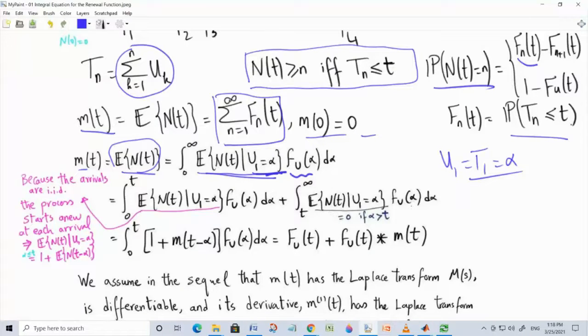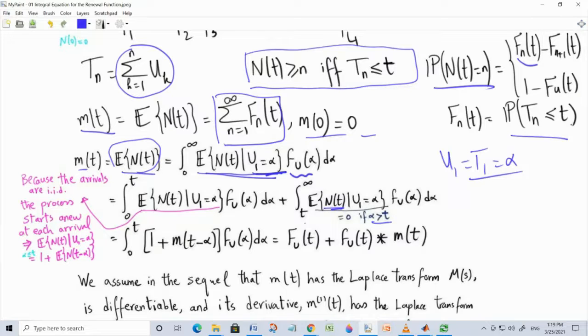What is the meaning of this second integral? Now alpha, which is the time of the first event, is greater than t. So what is N of t? N of t is the number of arrivals up to time t. But the first arrival occurred at alpha, which is greater than t in this interval from t to infinity. So this means that N of t is equal to 0. And so the integrand here is 0, and this term is equal to 0. So what survives will be the integral from 0 to t.